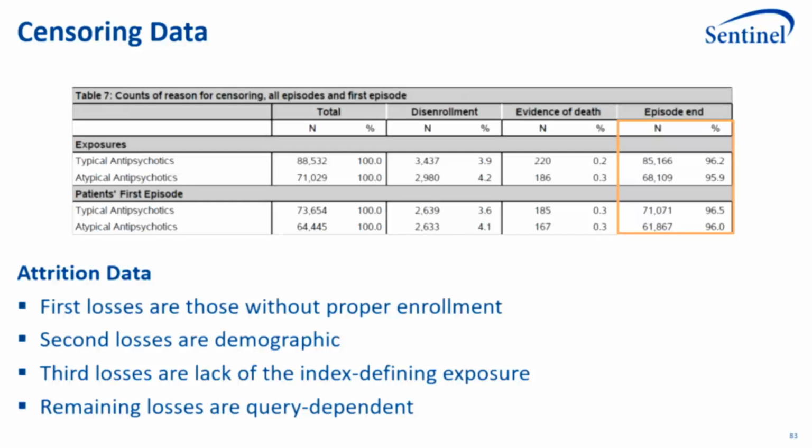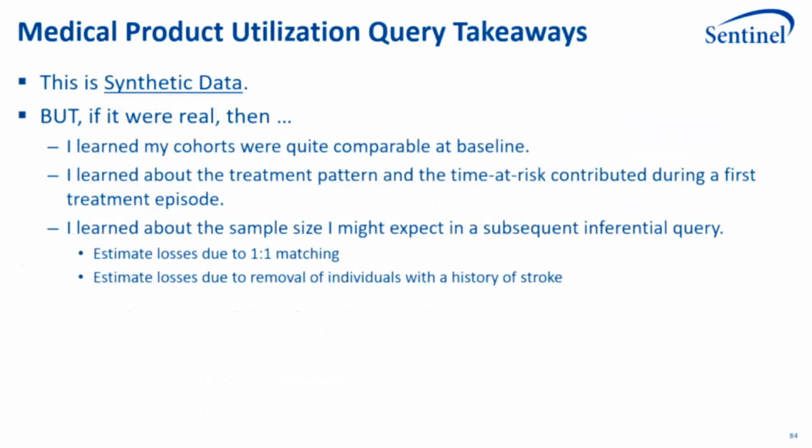And then the final set of losses are really query dependent. They relate to the inclusion or the exclusion criteria for particular queries, and they relate to the washout period as well. So medical product utilization query takeaways. First, again, this is synthetic data. But if it were real, and I was thinking about this in terms of setting up for further study, I learned that my cohorts were comparable at baseline. I learned about that treatment pattern, so I could see that people were getting a single dispensing and then having an extension, and therefore were creating a 60-day period where they were considered at risk during that treatment episode.